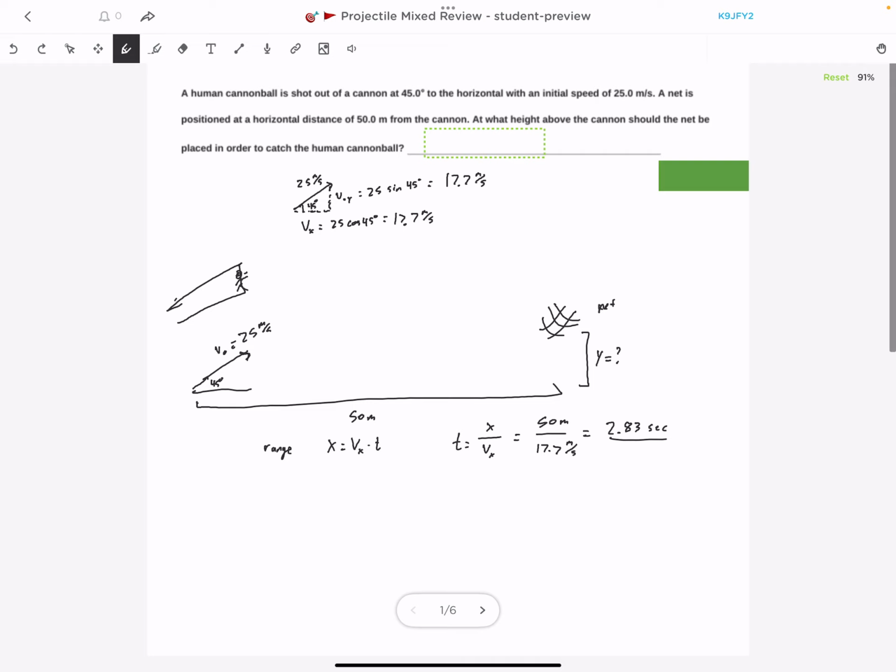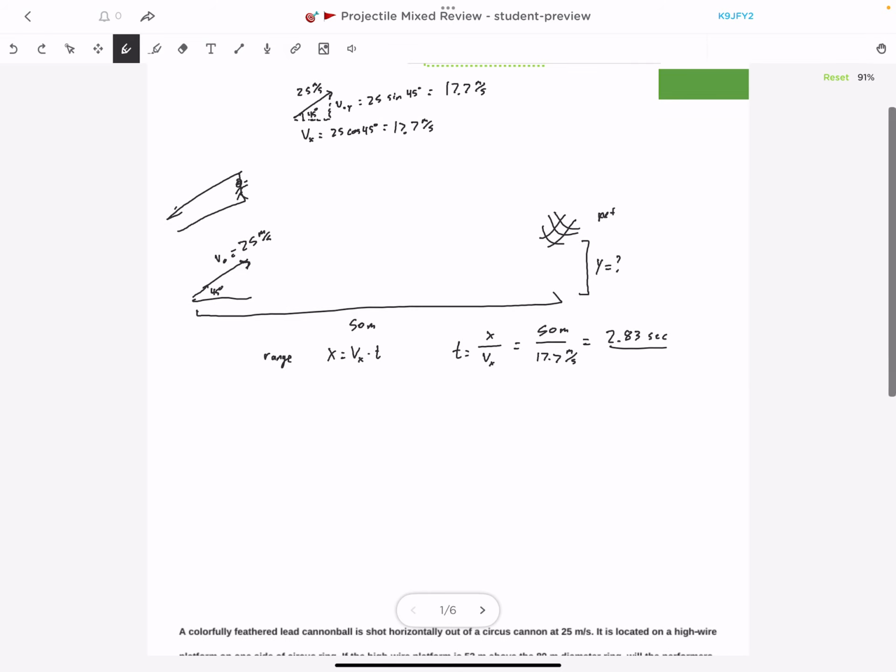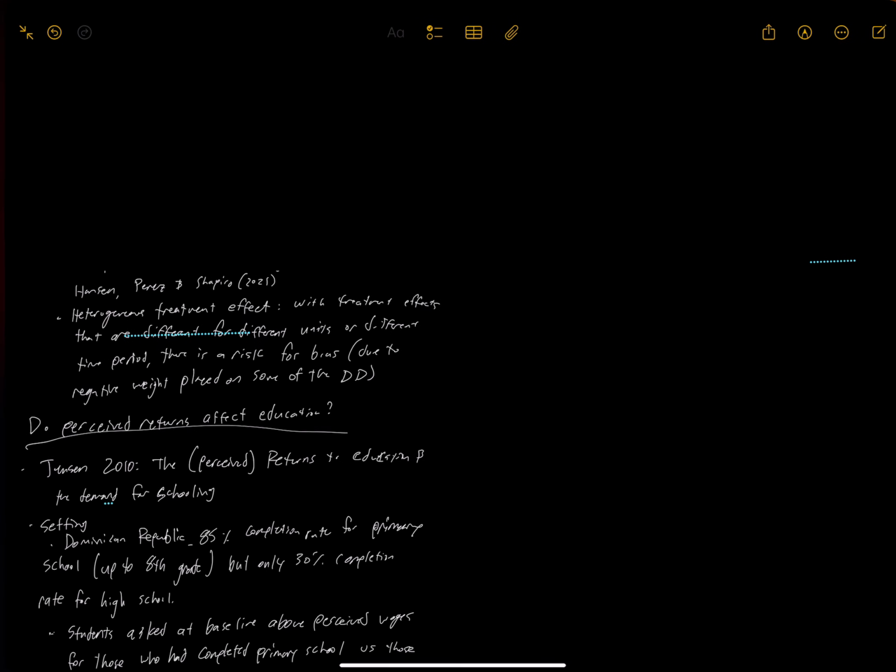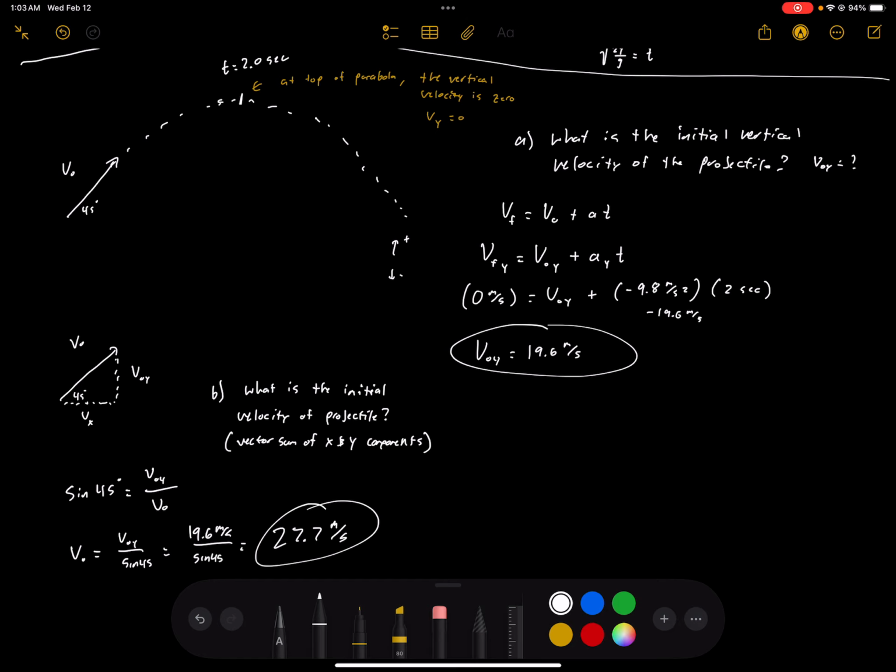So this is when you have to look at the y direction, right? The kinematic relation is going to be y is equal to v naught y times t plus 1/2 a sub y times t squared.